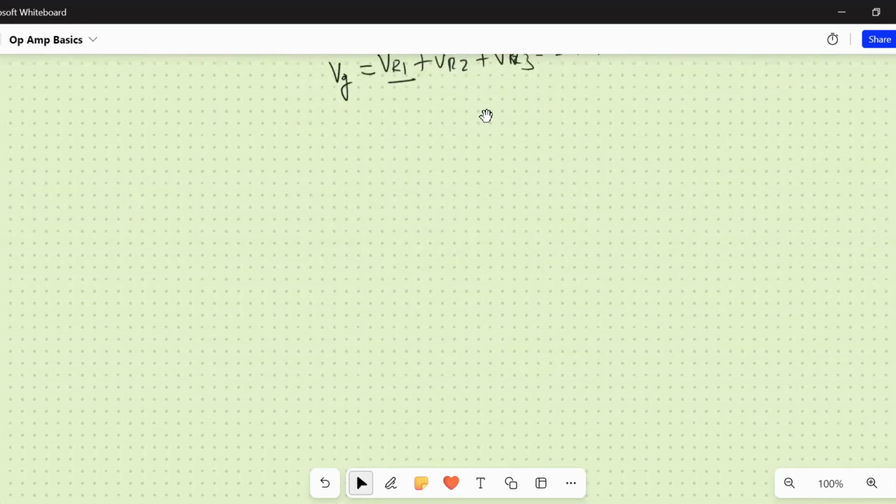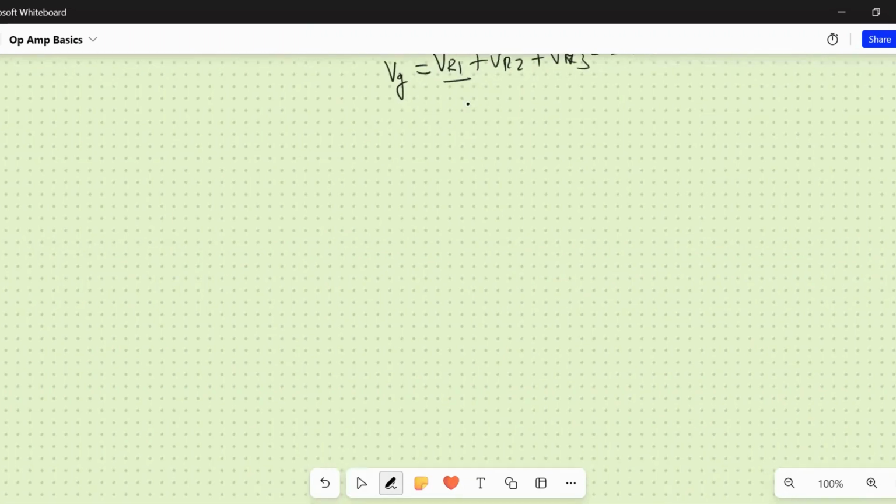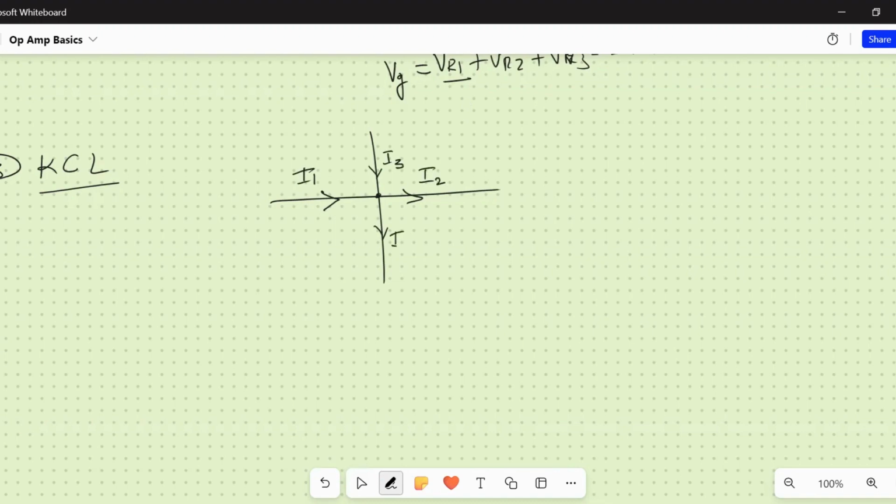Now let us understand the Kirchhoff current law, which I can call KCL. Think that there are wires crossing at a junction, and the current is flowing like this. Can I call these I1, I2, I3, I4? The Kirchhoff current law states that the sum of the currents flowing into the junction is equal to the sum of the currents flowing out of the junction.